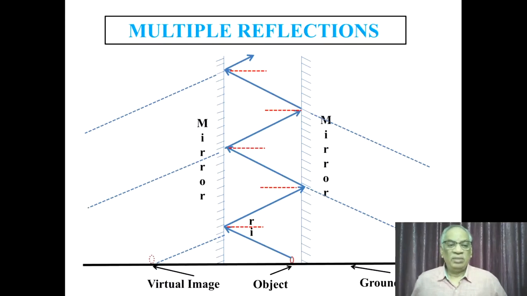In this slide you can see the multiple reflections. As I said, the first object placed between the two mirrors acts as an object for the first mirror, then the image formed will act as an object for the second mirror. Like that, multiple reflections you can see, whatever I explained in this slide, clearly.